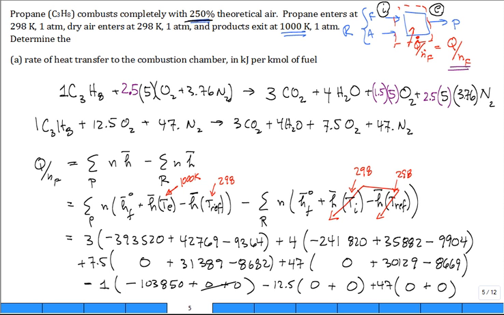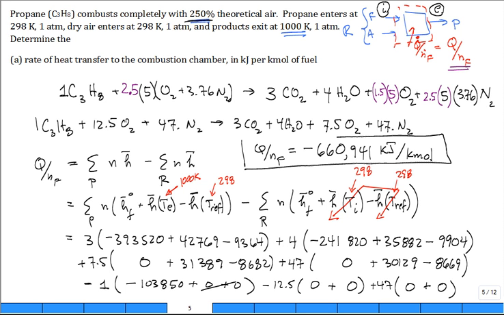Let me just put it right here. Q over N sub F is calculated to be negative 660,941 kilojoules per kilomole. So there's our final answer. Sorry, I ran out of room at the bottom. I had to tuck the answer in the middle, but there it is.